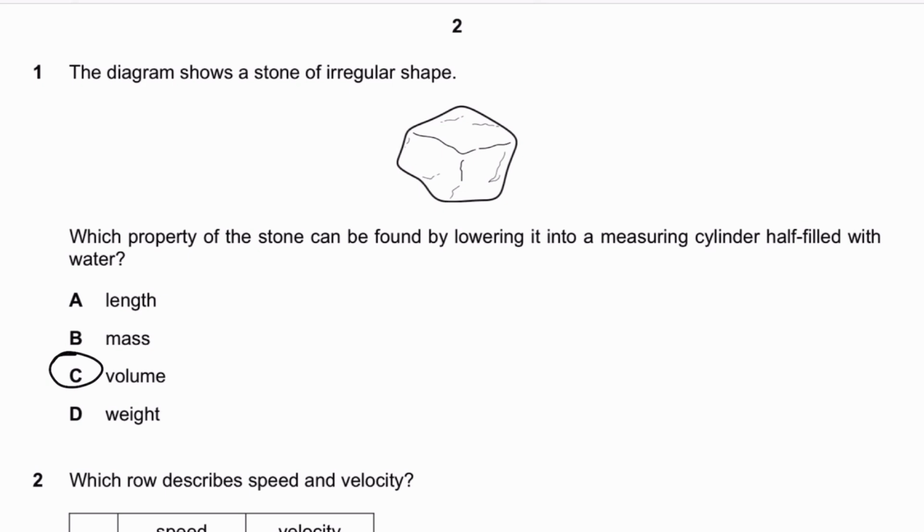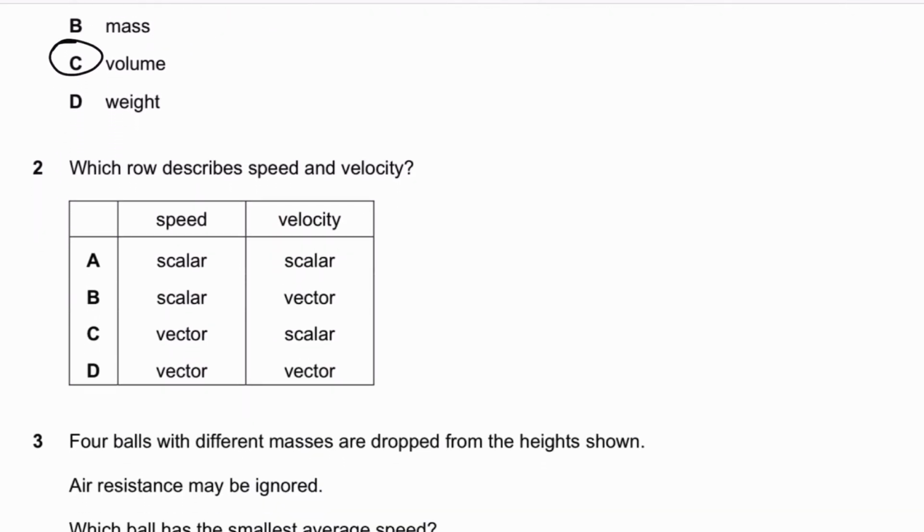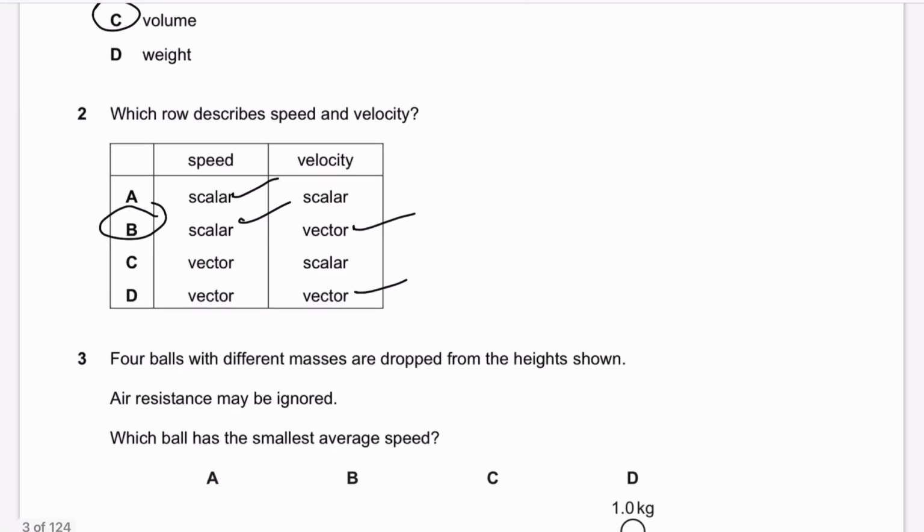A is length, for that you can use a ruler. B is mass, for that you can use a weighing machine. And the same goes for D, weighing machine. Question 2. Which row describes speed and velocity? Now, speed, as we all know, is scalar. It doesn't depend on the direction. Velocity does depend on the direction, therefore it is vector. So the answer for 2 is B.